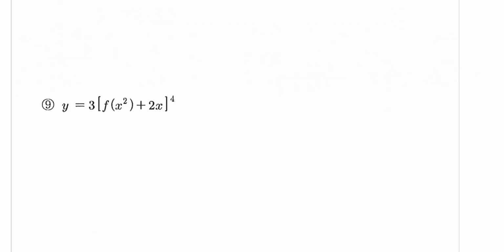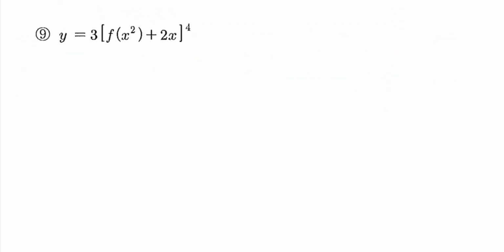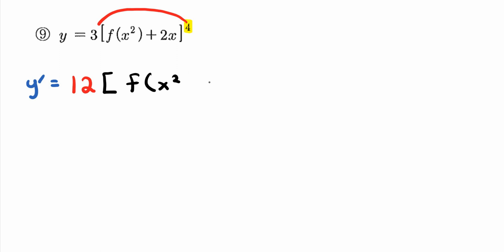Okay, so we move on to question number 9. Question number 9, this one's a little bit easier here, so I don't need to rewrite anything. So y prime equals, all right, there's a 4 here, so if I soccer kick that to the front, I get a 12. And then I have bracket f of x squared plus 2x, close that bracket, and then if I minus the 4 by 1, I get a 3 there.